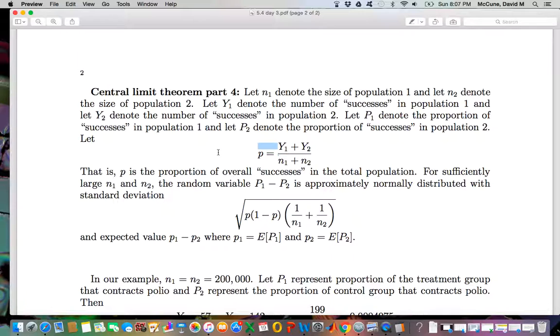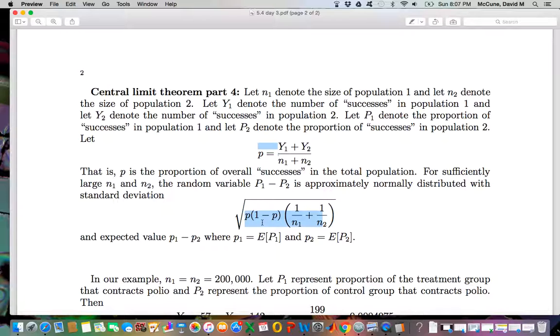Okay, so let's let P denote the total number of successes divided by the total population size. So P is the proportion of overall successes in the entire population. So for sufficiently large N1 and N2, this random variable right here, the difference between the two proportions of interest, is approximately normally distributed with this standard deviation.